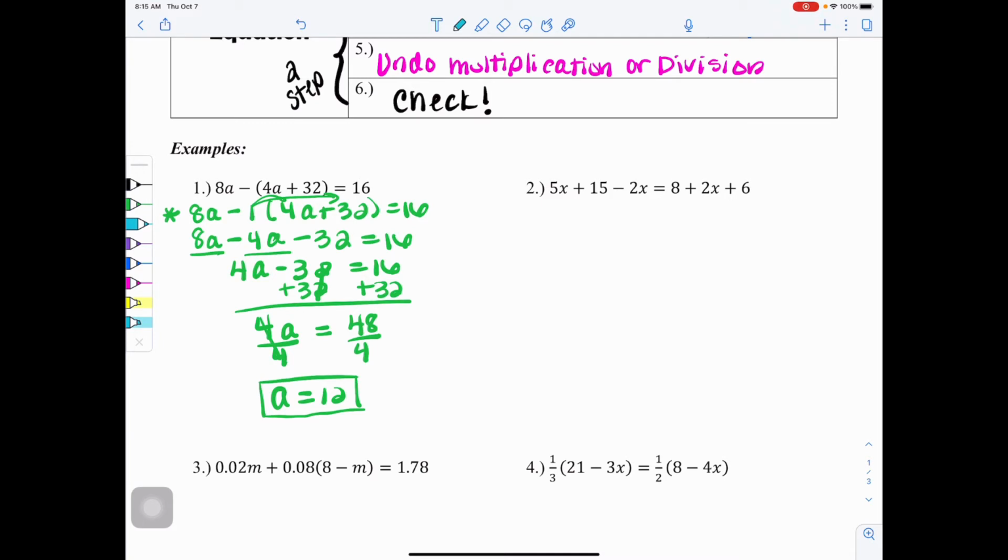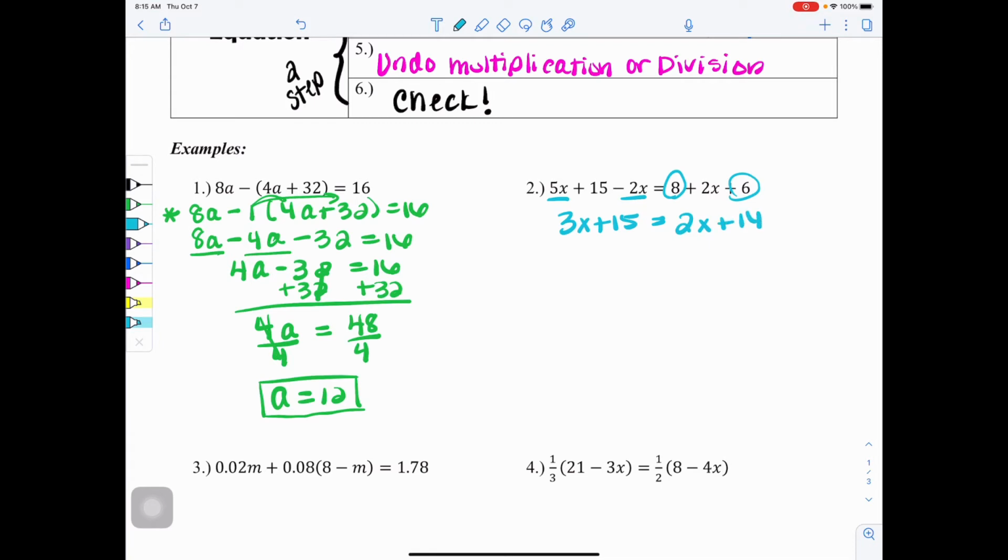So first thing I look for is distributive property. We do not have any. So next I look to combine like terms. On the left-hand side, I have 5x and -2x that can be combined. On the right-hand side, I have 8 and 6 that can be combined. Remember, you can only combine on the left-hand side separately than the right-hand side. So on the left-hand side, 5x and -2x would make 3x plus 15. On the right-hand side, the 8 and the 6 together makes 14, so 2x plus 14.